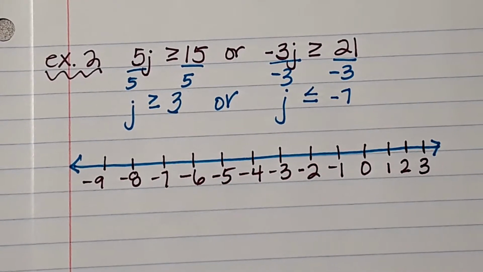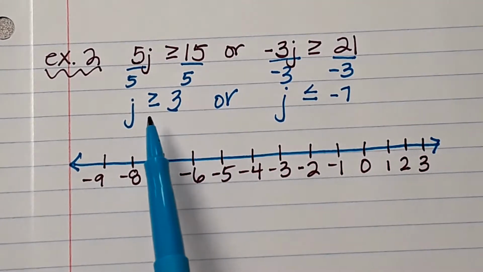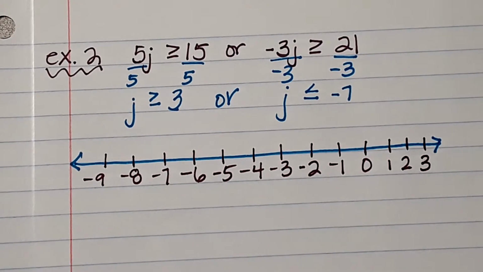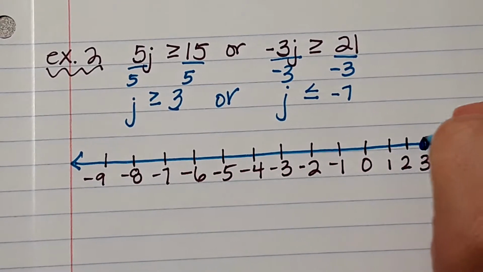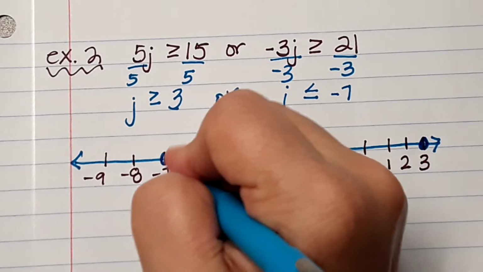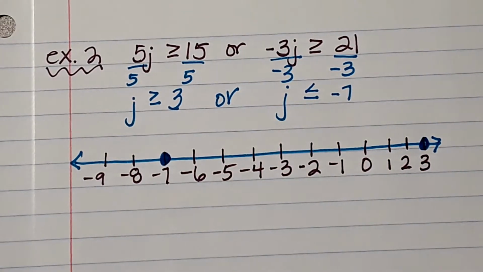Now, is this going to be an open circle or a closed circle on 3? Oh, sorry, I should give you time. What do you guys think? Closed circle on 3. And is it going to be a closed circle or an open circle on -7? Okay.